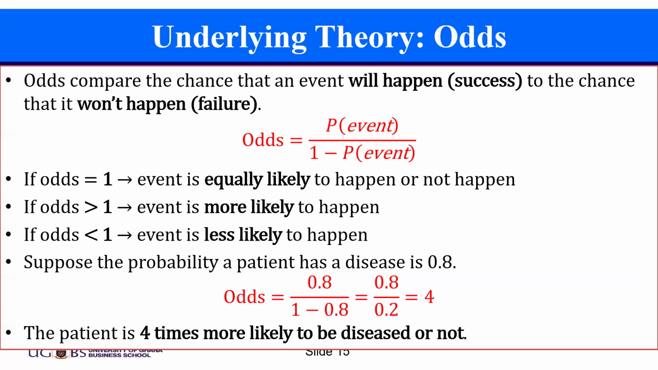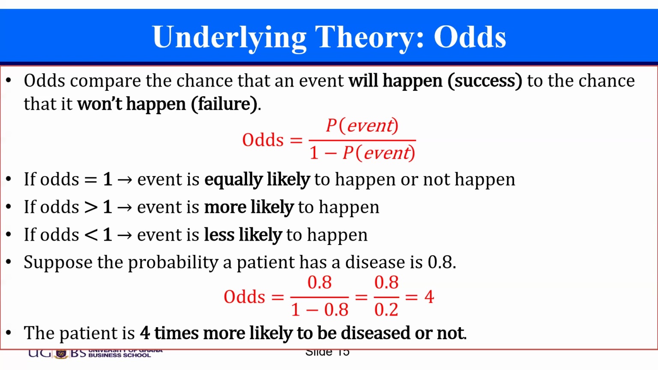So if the probability is 0.5, what are the odds? 1. And what does that mean? They have equal chance of happening or not happening. Now you're talking. They have the equal chance of happening and equal chance of not happening.